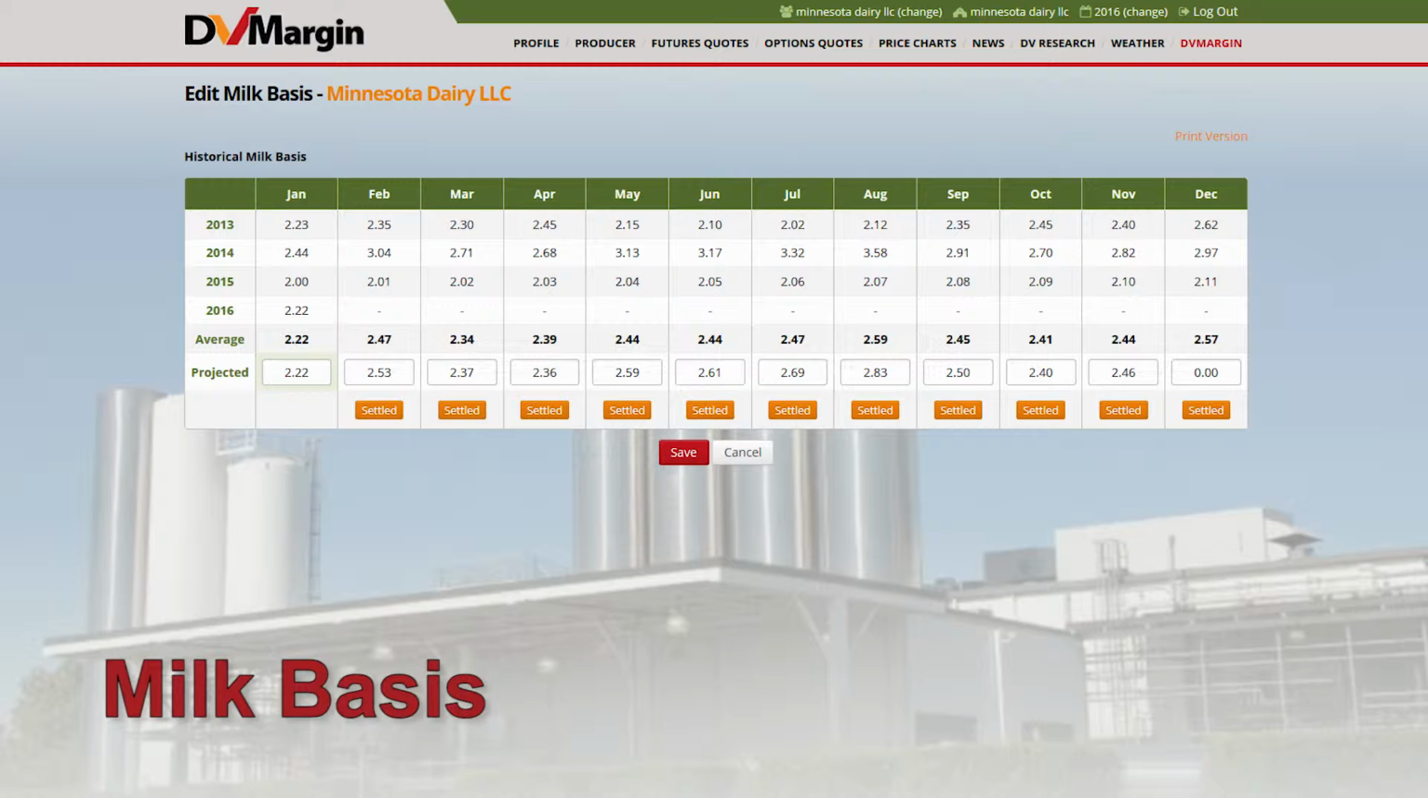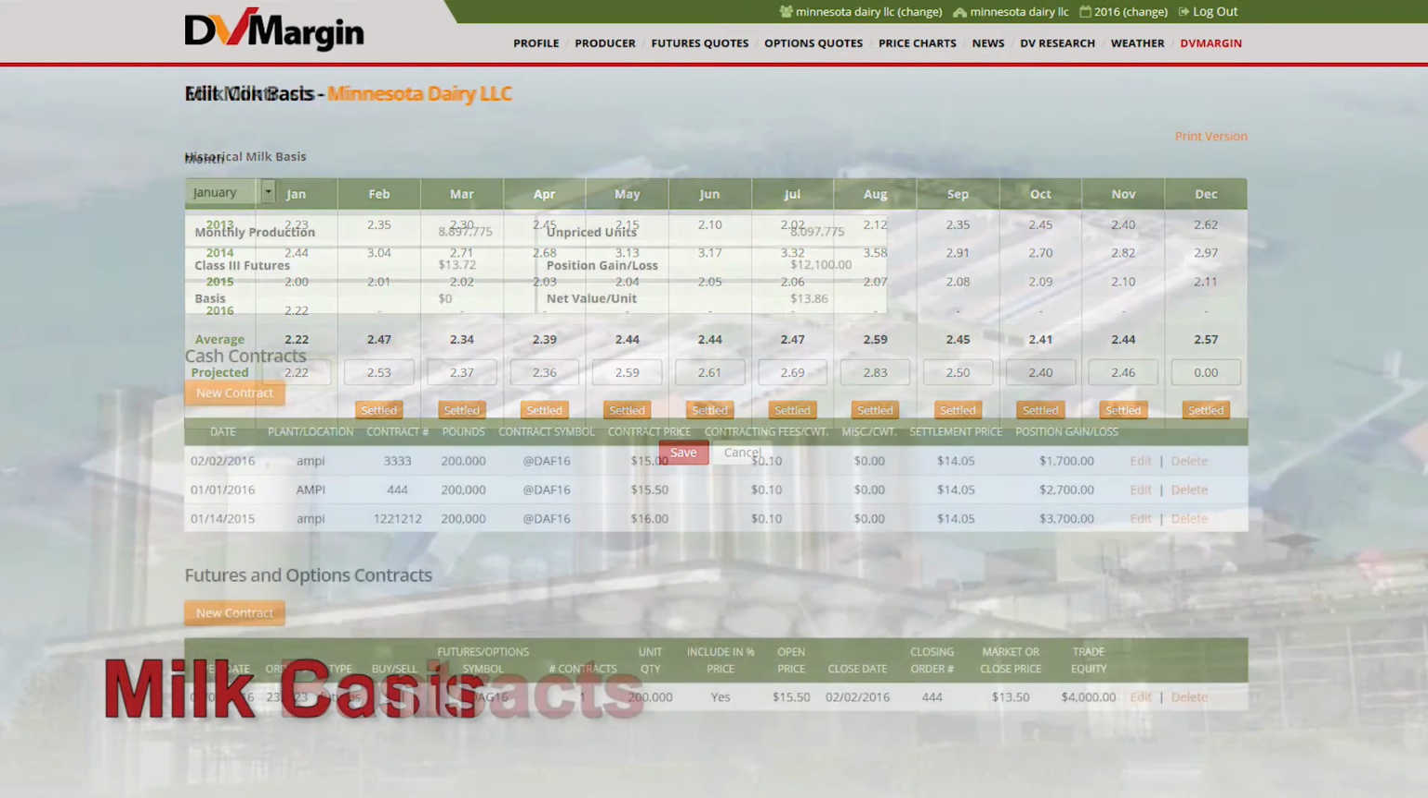The DVMargin system attempts to provide a more accurate picture of an individual dairy producer's milk value by tracking the history of each month's milk basis to Class 3 and providing a 5-year average calculation for a reference to project the current year's milk basis.